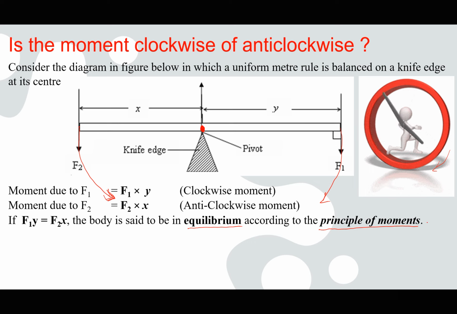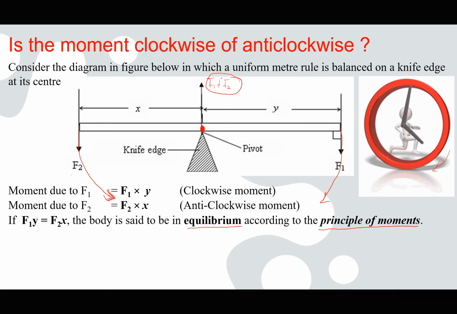If F1 times y is equal to F2 times x, the body is said to be in equilibrium. That is in accordance to the principle of moments. But of course, if the body is in equilibrium, then there must be a force at the pivot which acts upwards. And later on we shall see that this force is going to be F1 plus F2 to balance total forces downwards.